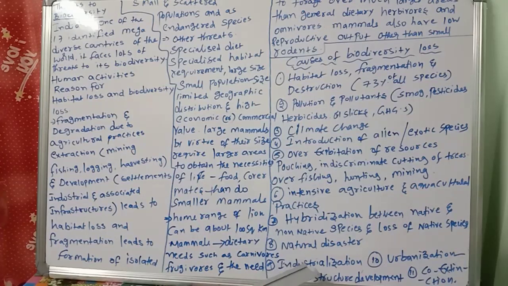Next, industrialization. Too much industries. Also, you know very well, if you see the cities, because of industries, total forest is getting completely gone. Urbanization, infrastructure development, and co-extinction. So industrialization, urbanization, infrastructure development, co-extinction. Suppose one animal died, then the ones which depend on that animal will also die.